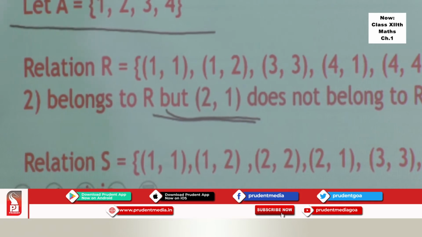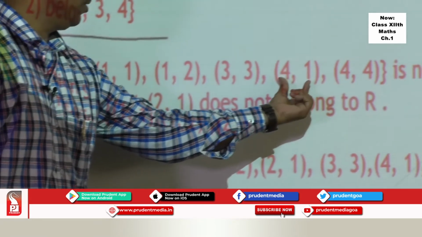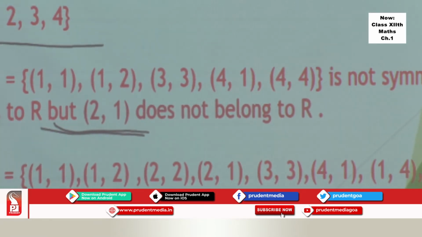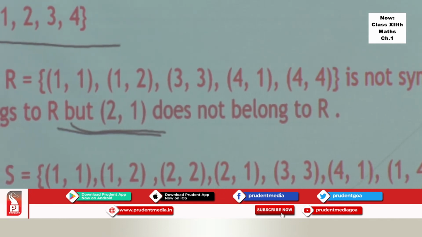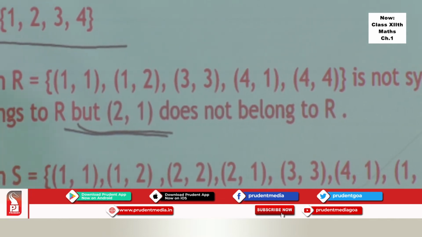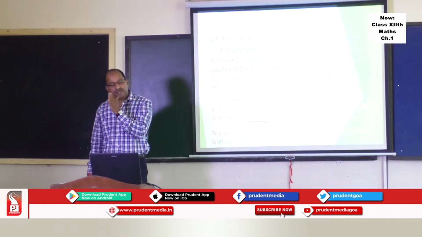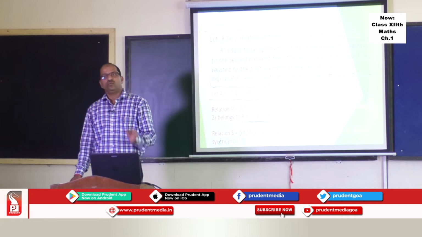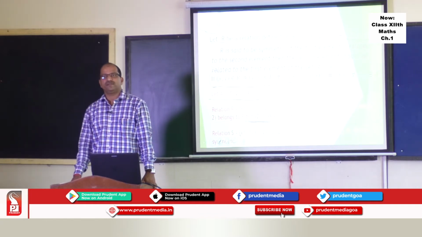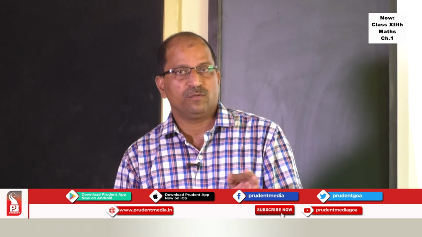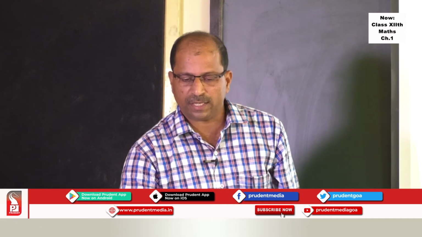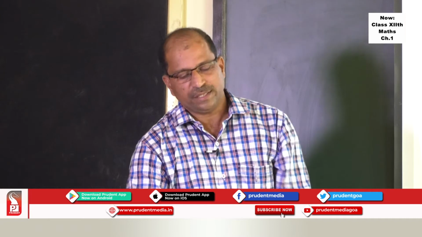You can also give this example. You can say (4,1) belongs to the relation, but (1,4) does not belong to the relation. Please remember, to disprove something, one example is more than enough. When you are saying it is not reflexive, not symmetric, then one example is enough.